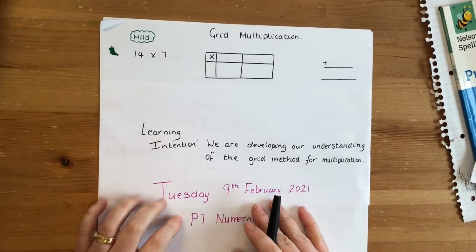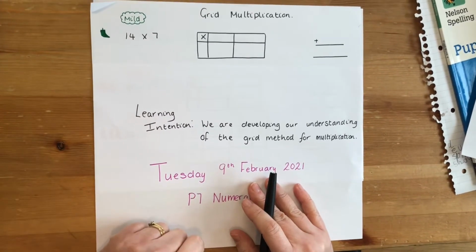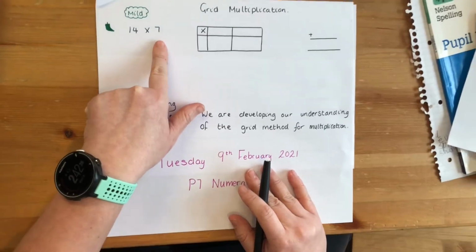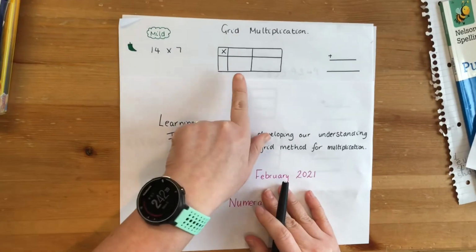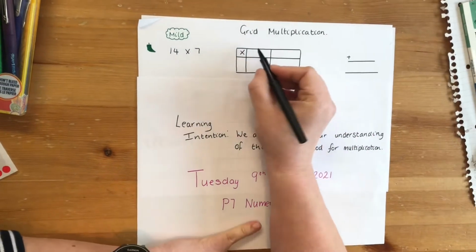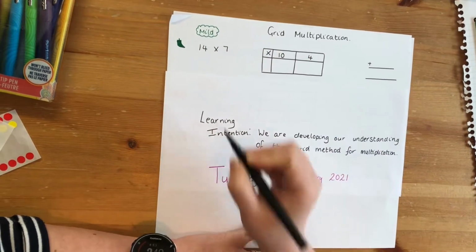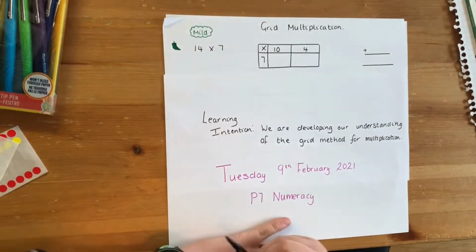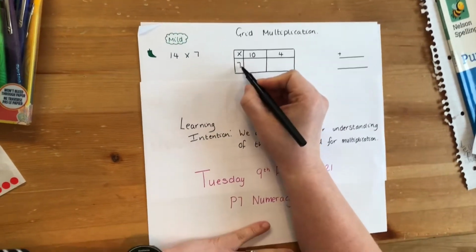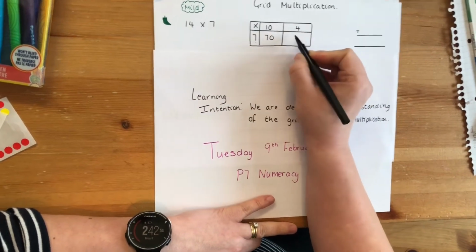Now the mild task today is we're looking at multiplying 2 digits by 1 digit. So what we need to do is take our number, which is 14, multiplied by 7, and we're going to partition it out into our box like we have done before with the partitioning method. So we're going to partition 14 into 10 and 4, and 7 is just 7 units. Then we're going to multiply the numbers out. So 7 times 10 is 70, and 7 times 4 is 28.